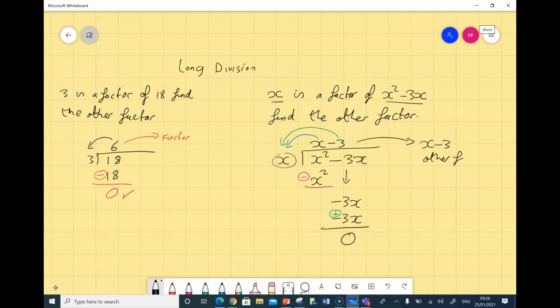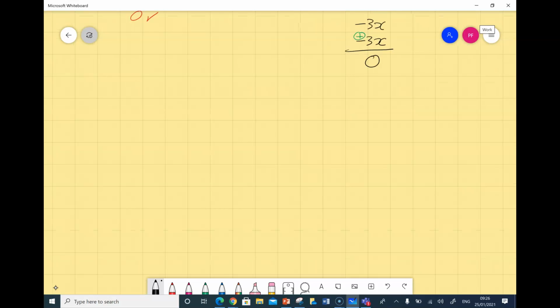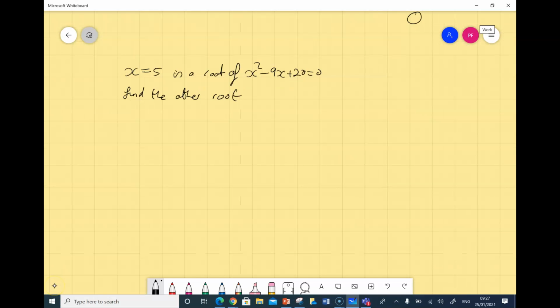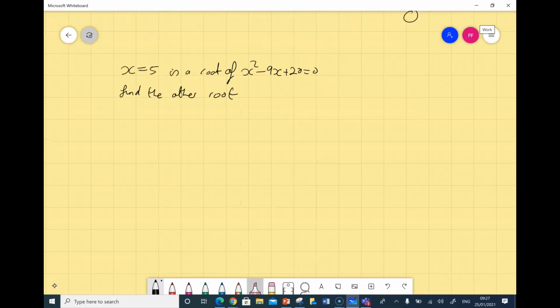Okay, so that's just a very simplified example of long division. Now let's just do one that's a little bit more complex, but we're following the exact same steps. Now in this third example, we've got a new word, root. Now we talked about that in class, but just remember, if you have a root, you're able to find a factor from it. So x equals 5 is a root of x squared minus 9x plus 20. Find the other root.